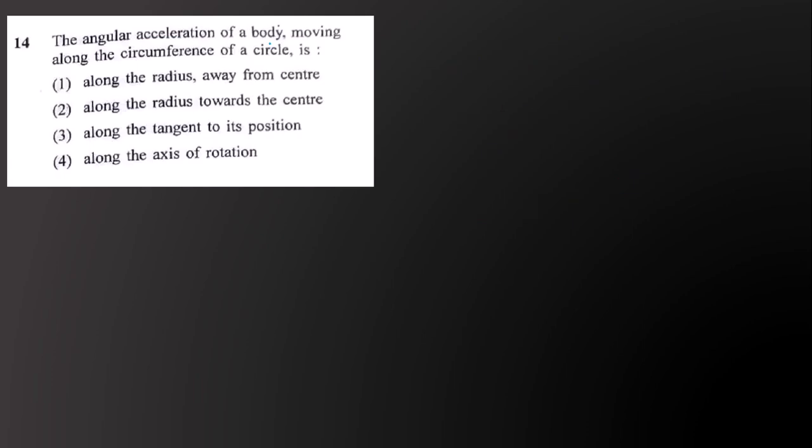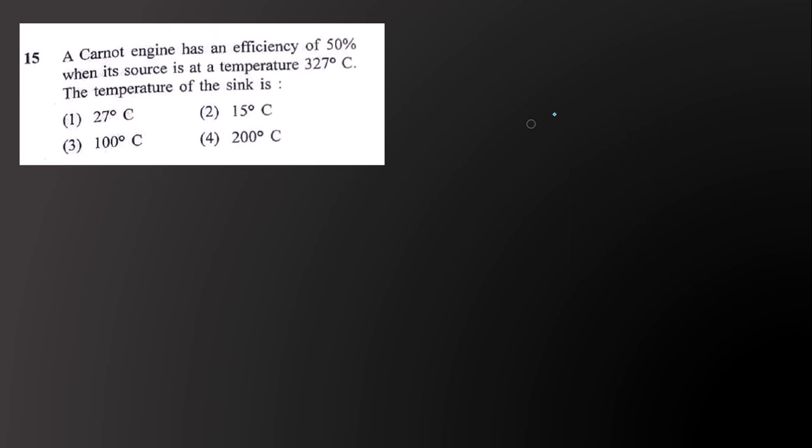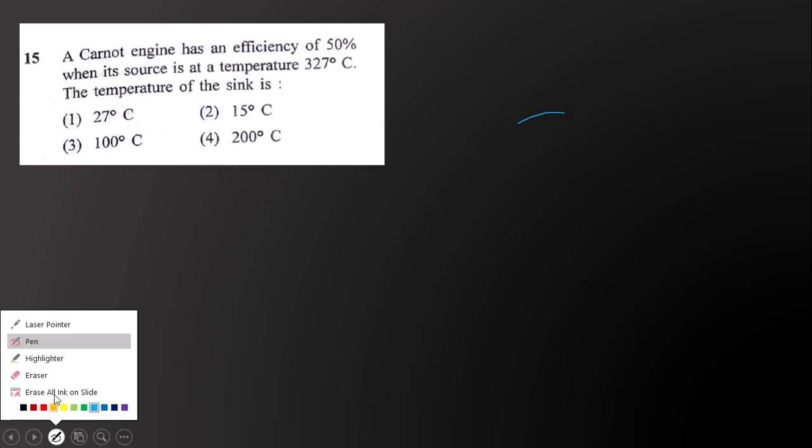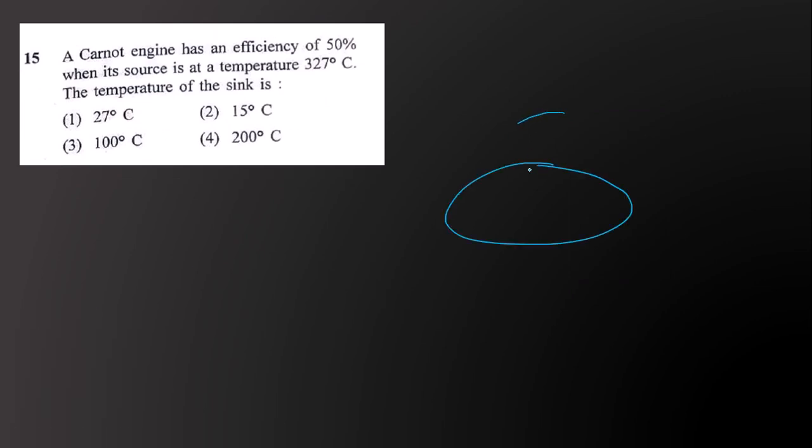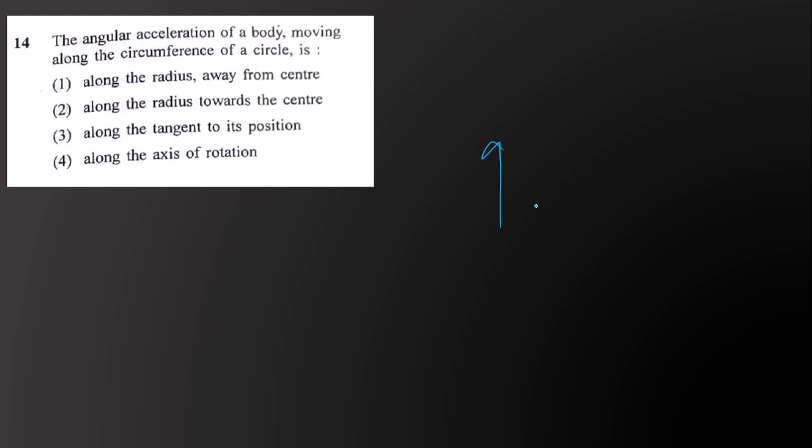The angular acceleration of a body moving along the circumference of a circle is, so it's a plane rotation. In case of plane rotation, what we have is that the direction of angular velocity is given by right hand thumb rule, and if this velocity changes, then angular acceleration will come. So the angular acceleration, its direction is given along the axis of rotation. Along the axis of rotation. So option 4.